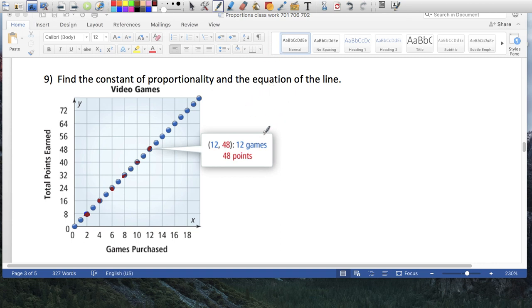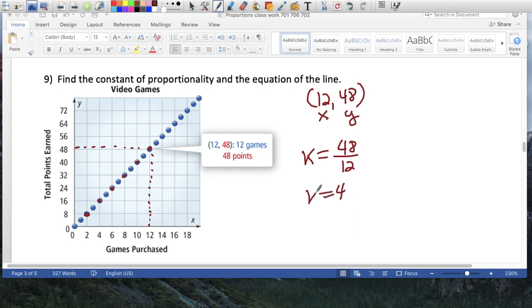So let's stick to the point that they actually gave us, 12 games and 48 points, right? We can use that point, but you didn't have to. You could have picked any other point that you can actually tell the value. So I bought 12 games, therefore I got 48 points. This is my X, this is my Y. It says find the constant of proportionality. So it's 48 divided by 12. So my k is 4.